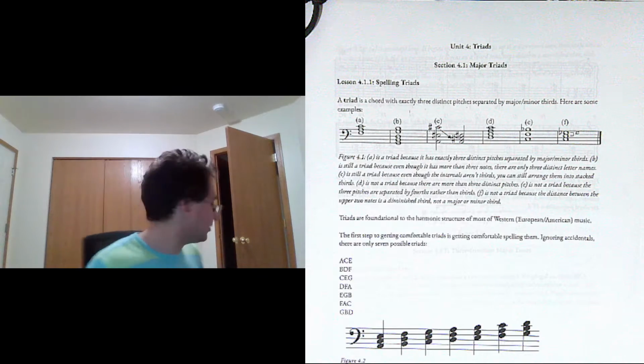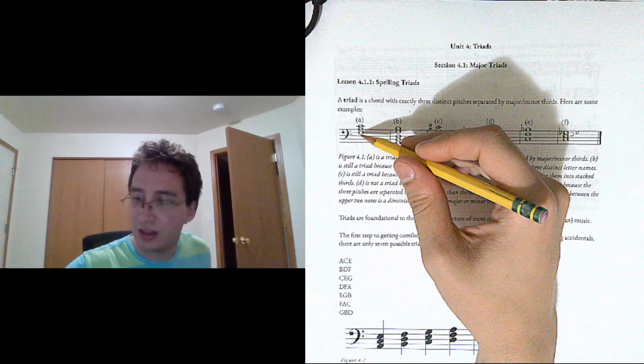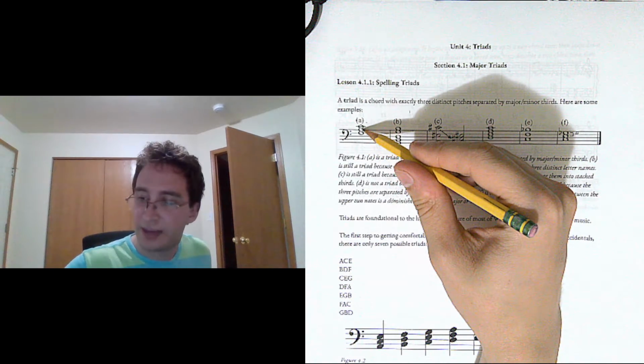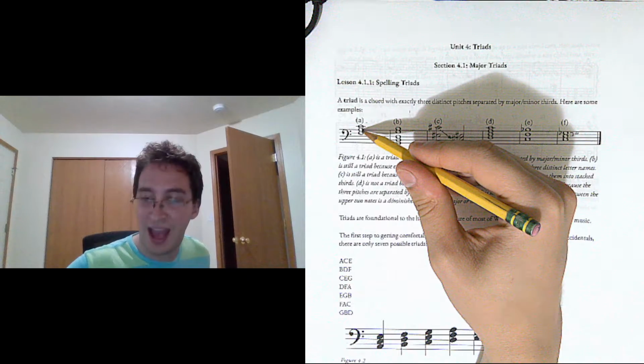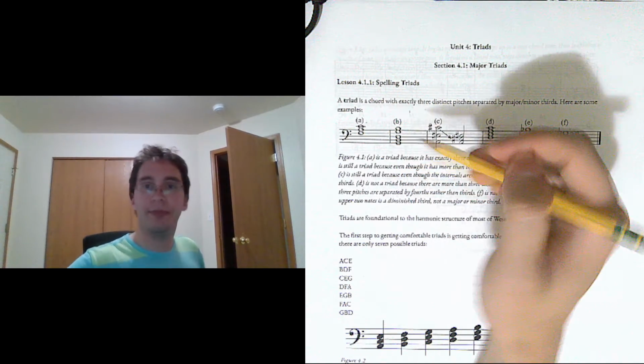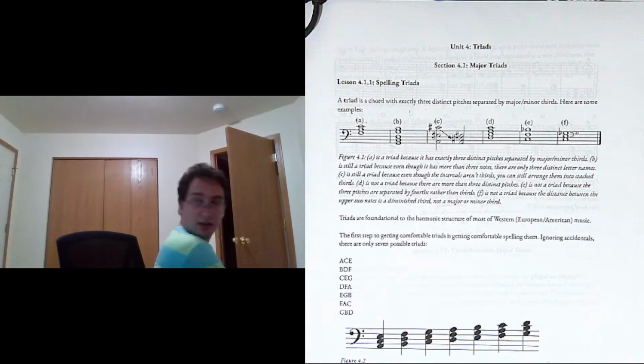First example, letter A. This is a triad. There are exactly three distinct pitches, F, A, and C, and each of these are separated by major or minor thirds. F to A is a major third, A to C is a minor third. Great.